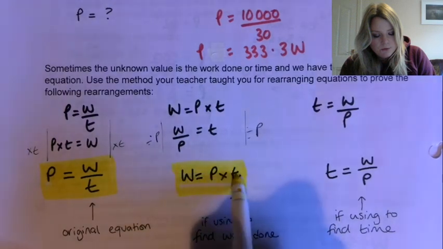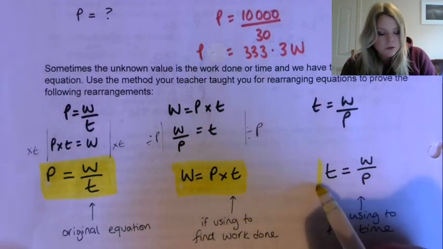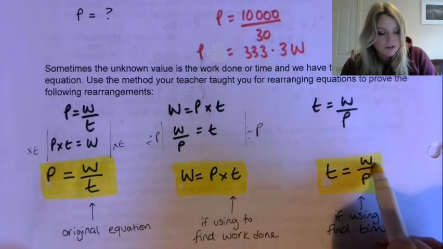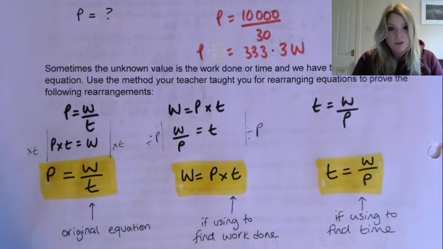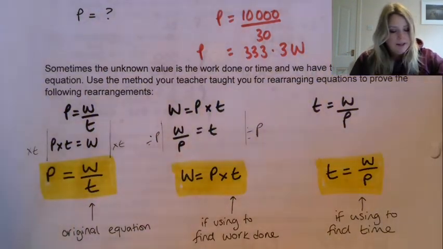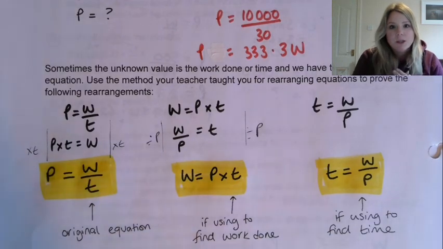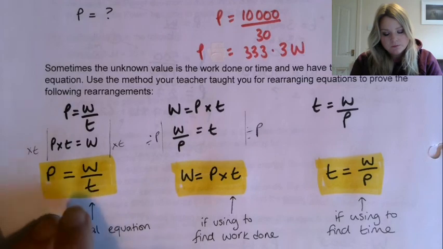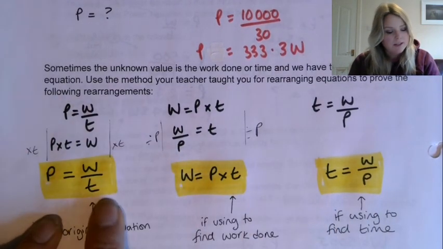So once you know one version of an equation, you can always rearrange it to make any of the other components of the equation the subject. I know that is a little bit tricky, but the more we do it, the easier it will get, I promise. So these are the three versions of the exact same equation.